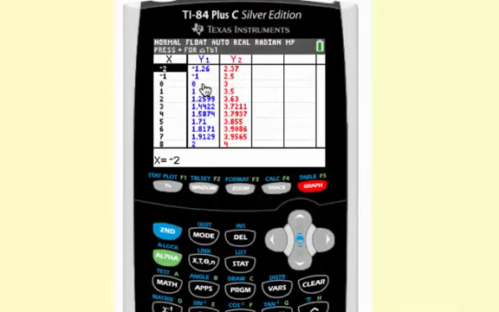Now, for a vertical shrink, what's going to happen is the output is going to be less. In this case, it should be half as much. So look at the difference between 0 and 1. The function increases by 1. Between 3 and 3.5, it increases by 1/2.